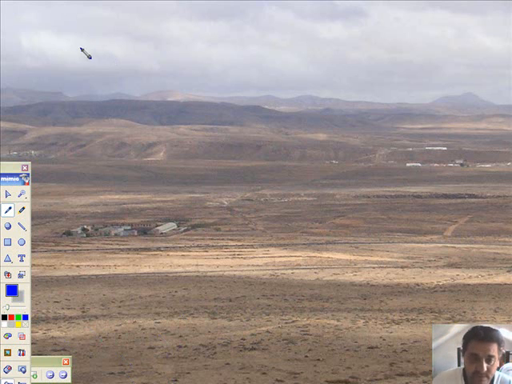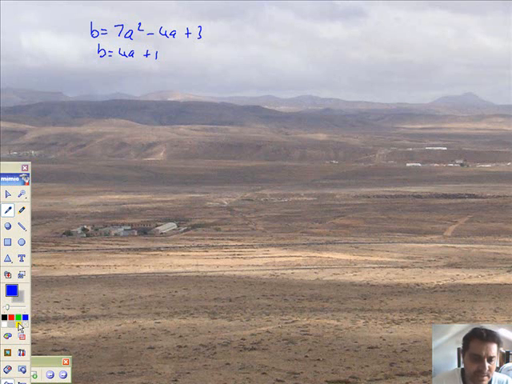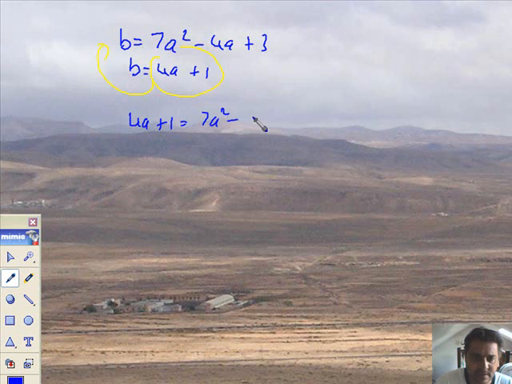Right, where are we? 2D rather. So I've got b equals 7a squared minus 4a plus 3, and I've got b equals 4a plus 1. Well, okay, it's pretty easy. If I take this part here, substitute it there in the top, I'm going to try and get the equation going: 4a plus 1 equals 7a squared minus 4a plus 3.